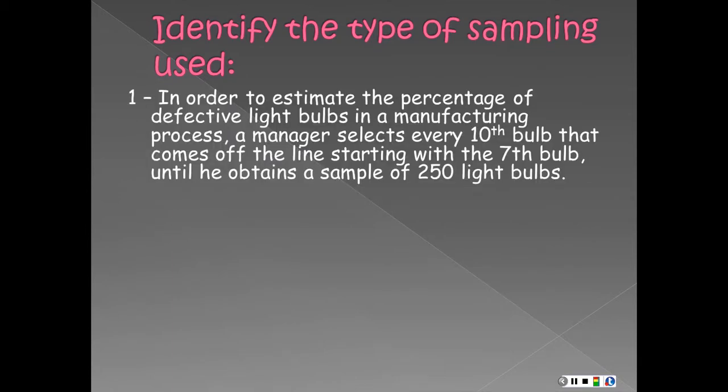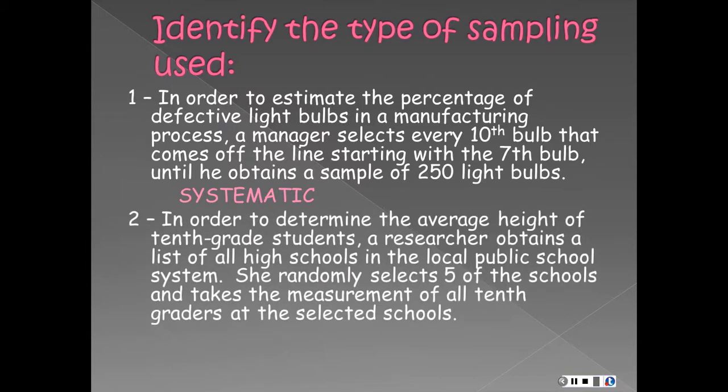For this first one here, he selects every 10th bulb starting with the 7th until he has 250. That means that it would be systematic. In order to determine the average height of 10th graders, a researcher obtains a list of all high schools. She randomly selects 5 of the schools and takes a measurement of all 10th graders. So that one is cluster because she has a list of all of them. She selects 5 of them, so you can think about the schools as being the clusters. And then she takes all the measurements from those 10th graders. So that one is cluster.